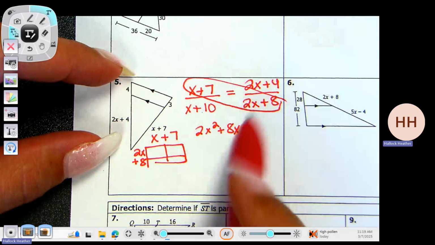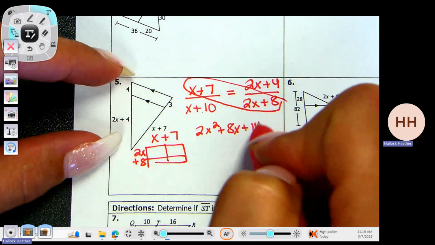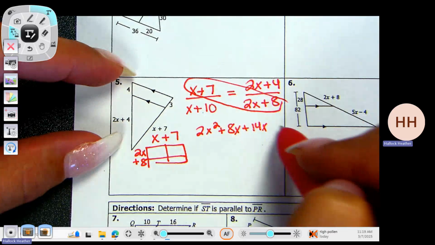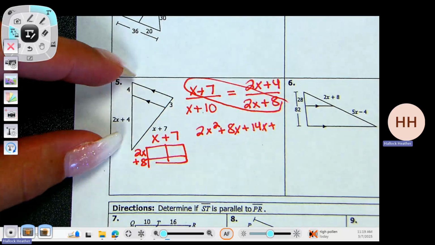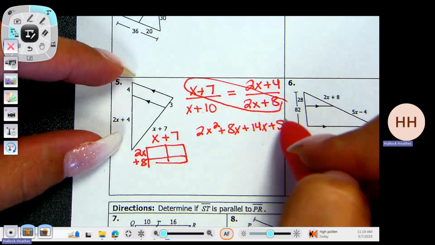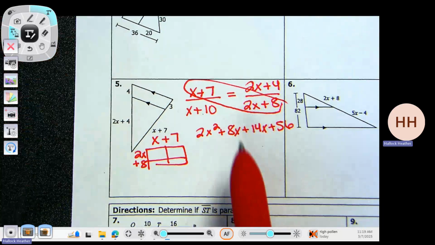And then 2x times 7 is 14x. And then 7 times 8, what is that? 7 times 8, why am I having a brain fart? And then you combine like terms. Anyways, it's going to make quadratics.